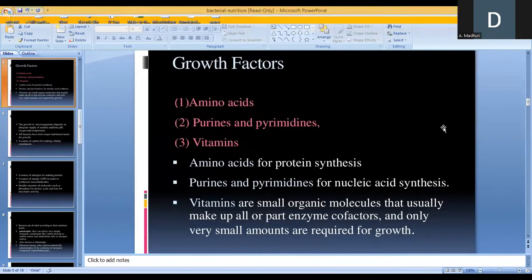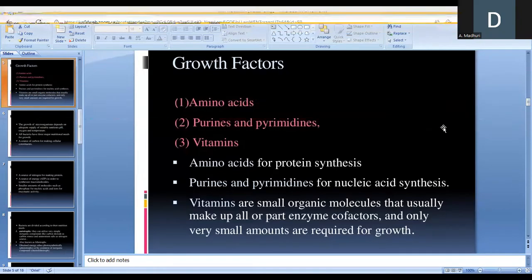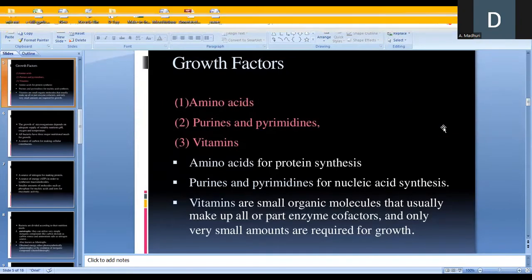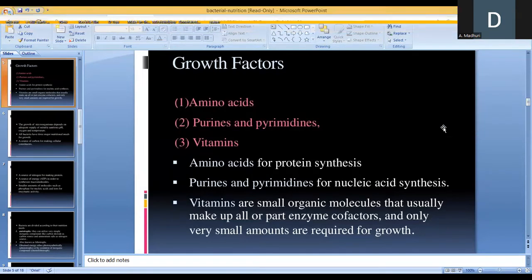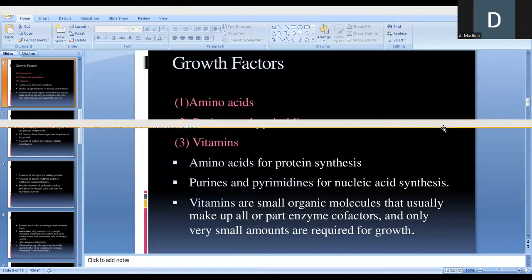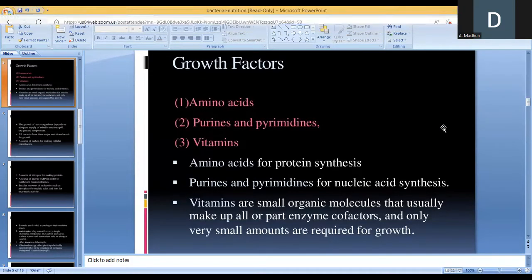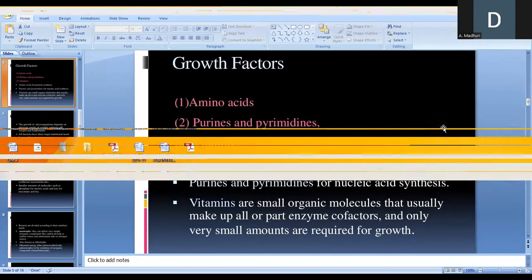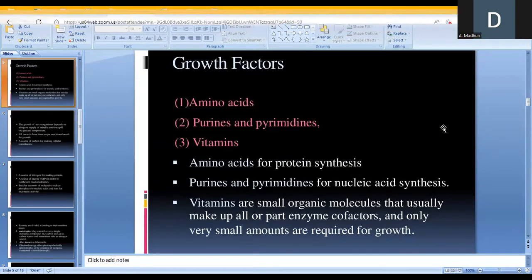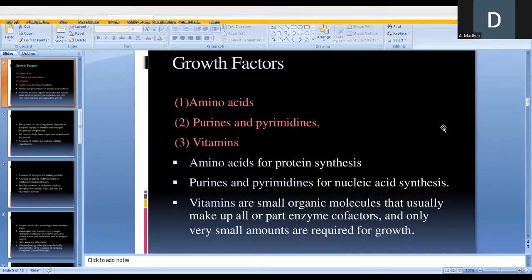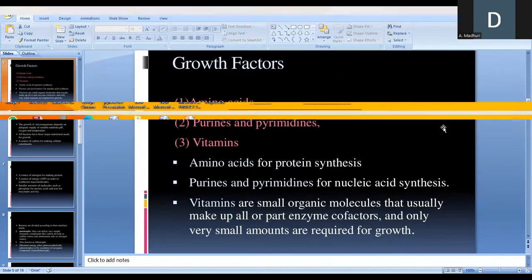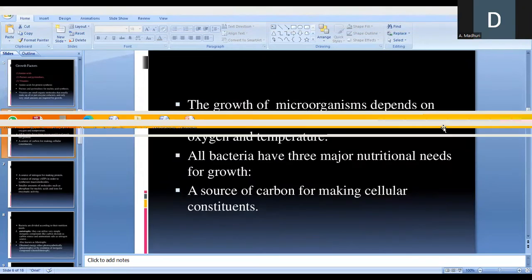Similarly, purines and pyrimidines are also required. They are present in the nucleic acids. What are nucleic acids? DNA and RNA. Okay, so purines are double ring compounds and pyrimidines are single ring compounds. They are the components of nucleic acids. And vitamins are organic molecules that act as enzyme cofactors, etc. So all these growth factors are also required by the cells for their growth.